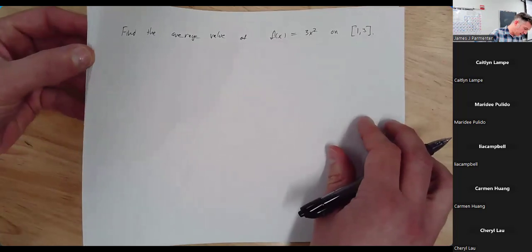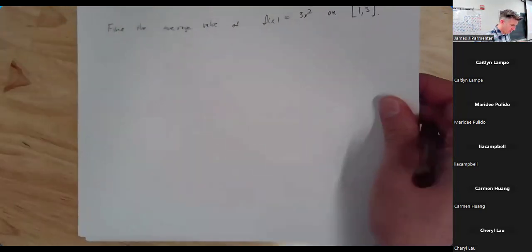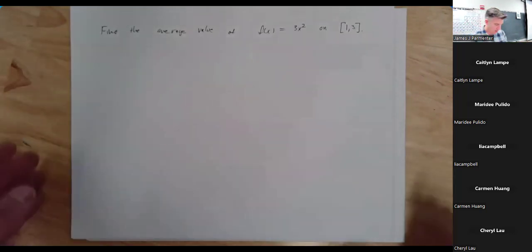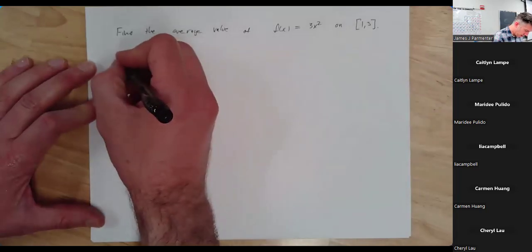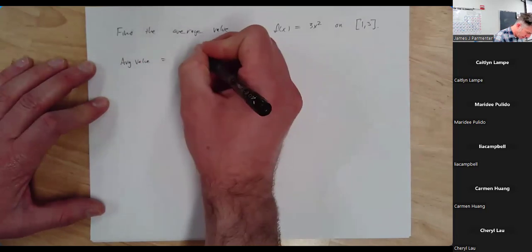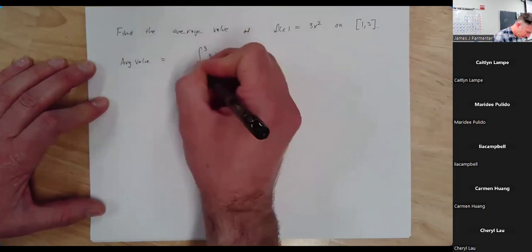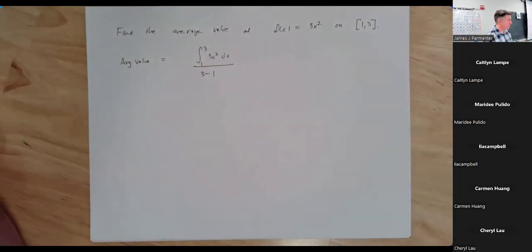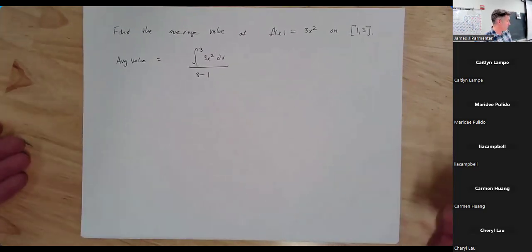What I want to point out, sorry, this is one piece of paper here that's killing me, is that the computation for average value is really not terrible. You can find this average value really easily by saying the average value equals the integral from 1 to 3 of your function divided by 3 minus 1. But what I wanted to say more about was what the idea of average value really is.